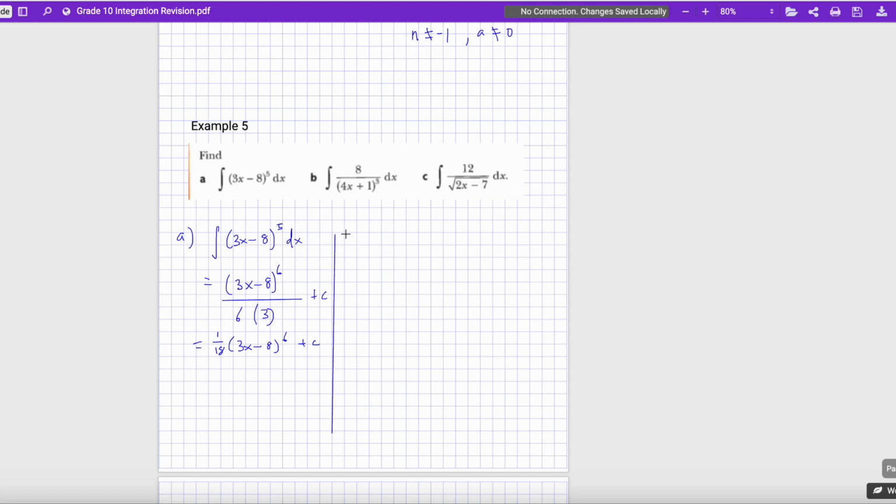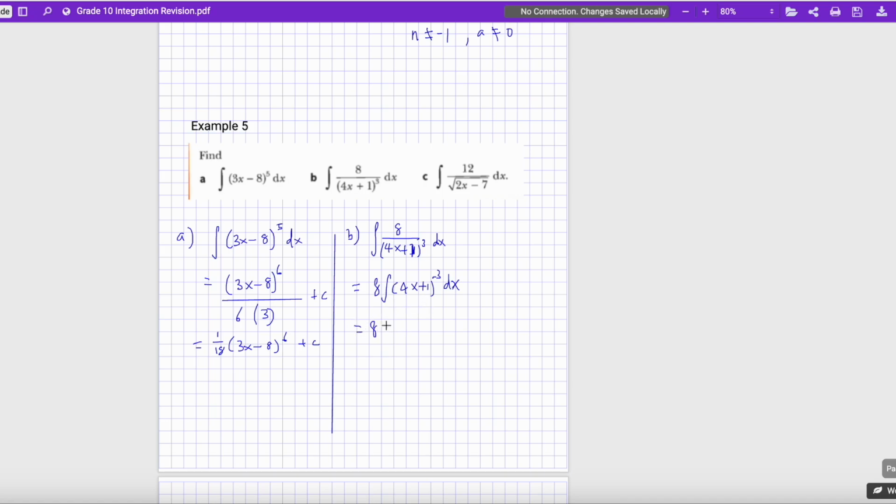Alright, let's look at part B. Let's integrate 8 over (4x + 1) to the power 3 dx. Plus 1, not plus 3. For this, I will actually factor out my coefficient, in this case 8, and I will rewrite this as (4x + 1) to the power of minus 3 dx. With this form, I think it's easier for me to integrate.